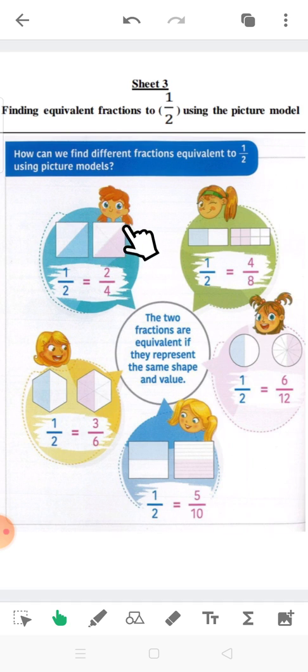Why? Because it's cut into 4 equal parts. We put it in the bottom. How many colored parts? It's 4. Here we have this one represented 1/2, and this one is equivalent to 1/2. Why? I've got the same picture, but we cut it into 8 equal parts as we have here. Then I take 4 of it. So 4 out of 8 means 1/2, and so on. So the two fractions are equivalent if they represent the same shape and value.